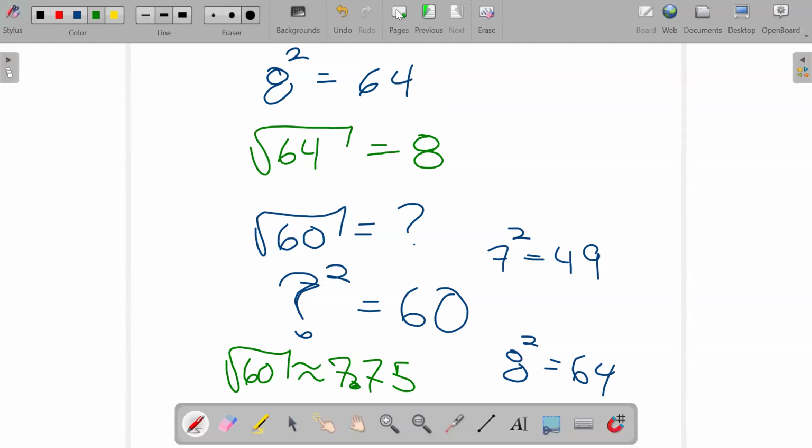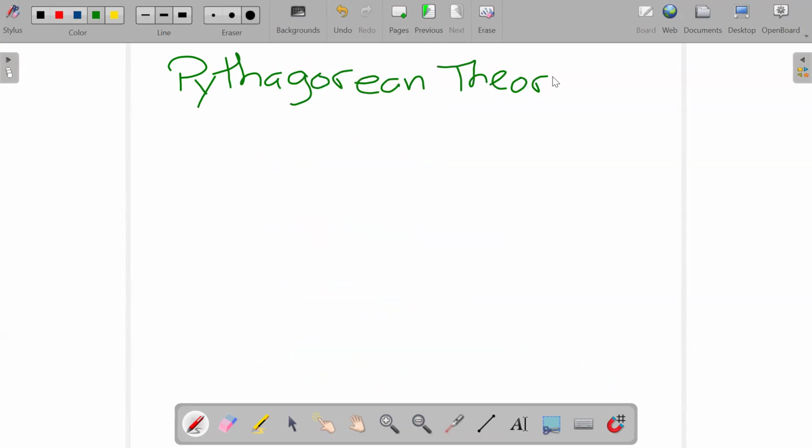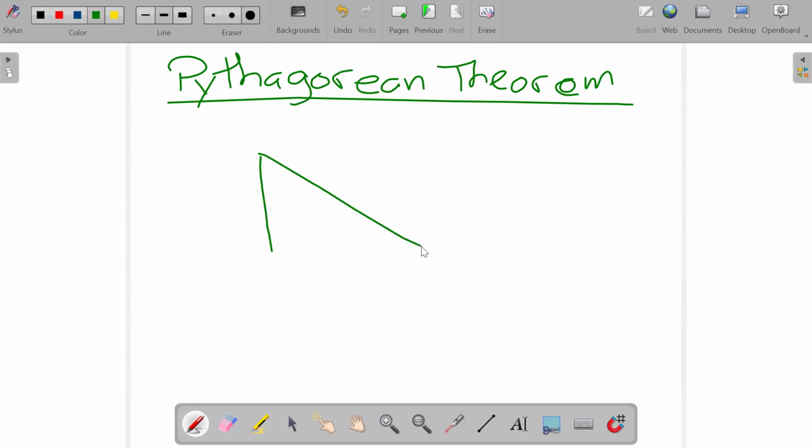All right, next. This is useful in geometry because of a thing called the Pythagorean theorem. The Pythagorean theorem is related to triangles that have a right angle, and a right angle is a square angle, or 90 degrees. So I have to have what's called a right angle, which you could also call a square angle.